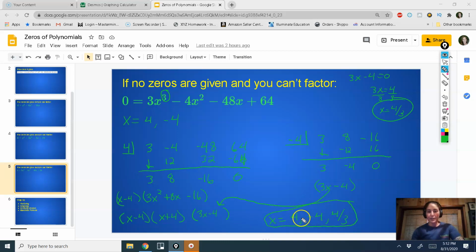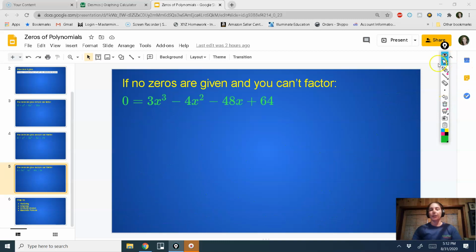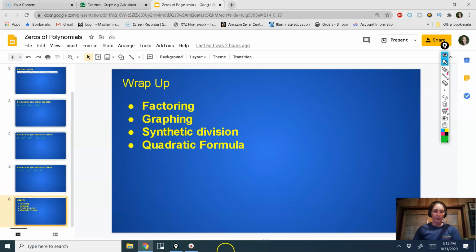So here are our zeros here. So this was a little bit different. We used synthetic division twice. What we could have also done is we could have thrown that into quadratic formula. We could have graphed it. We could have factored it, actually. Yep, we also could have factored it. So there's many ways to go about these. And actually that brings up my last slide. Maybe it does. Yes, it does.